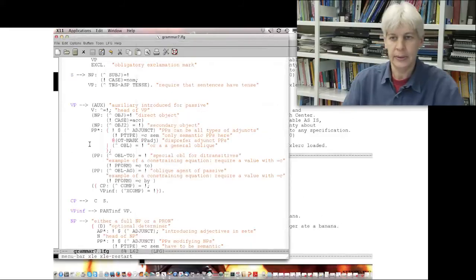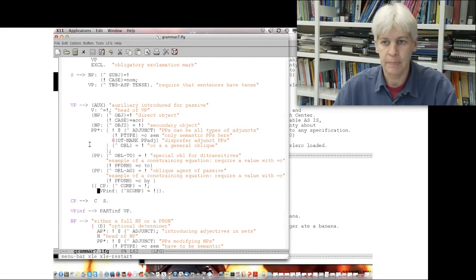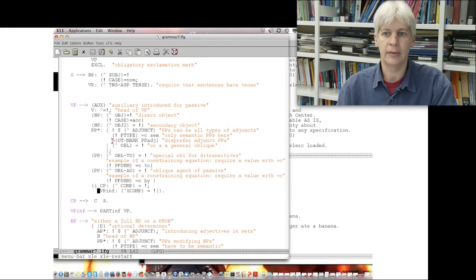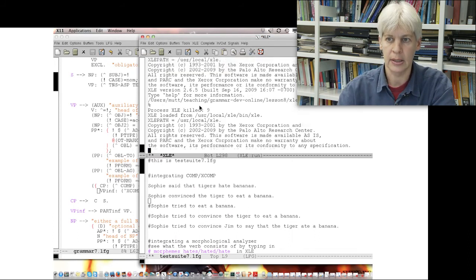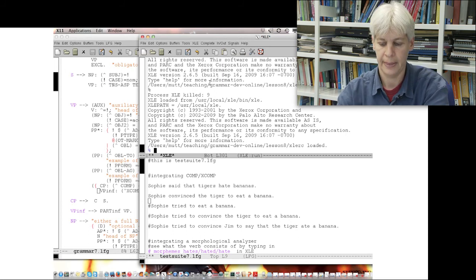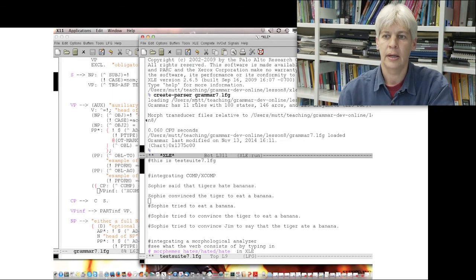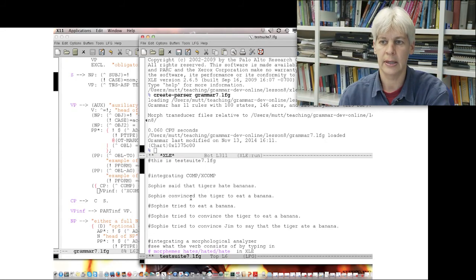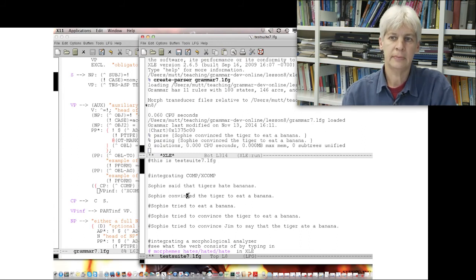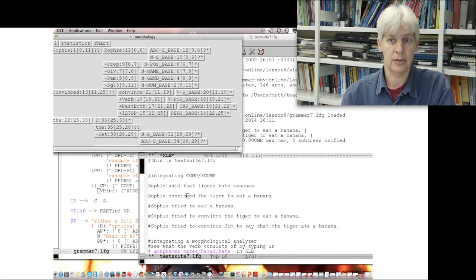Okay, so we've now put in the part_inf. We fixed the "to" thing. We've got an expansion for the VP here. So let's try this again. We've restarted XLE. Let's do it again just to be sure. We load our grammar, create parser grammar 7.lfg. Okay, now I'm going to try and parse this again. Sophie said that Sophie convinced the tiger to eat a banana. And I'm not getting a tree.